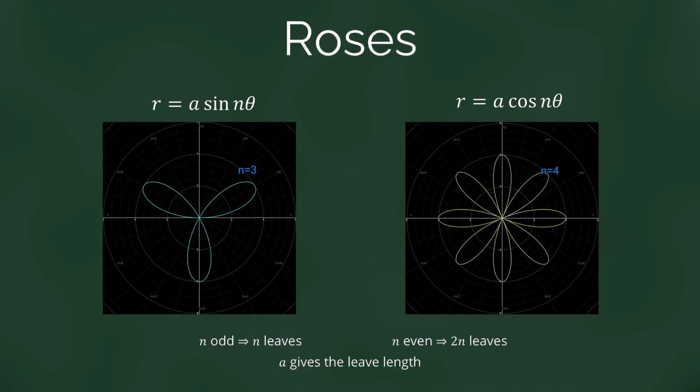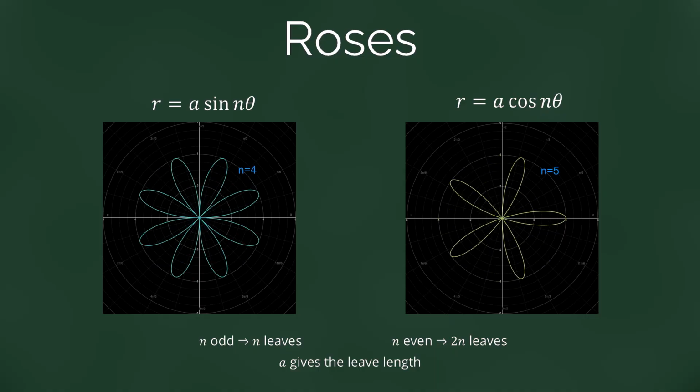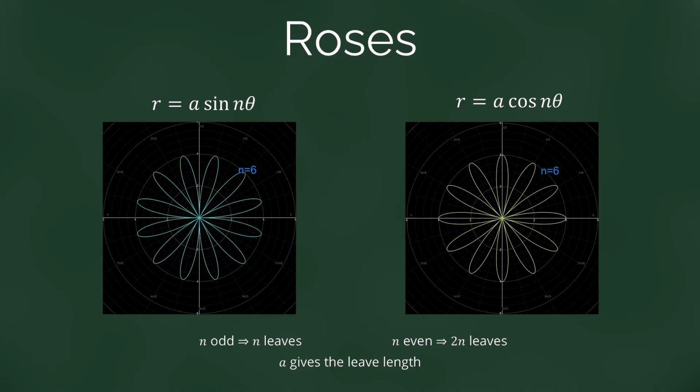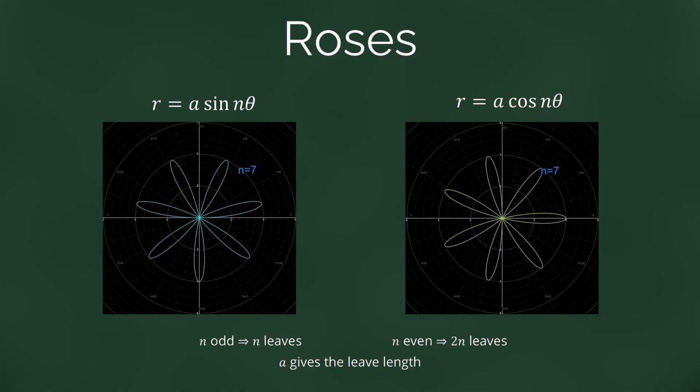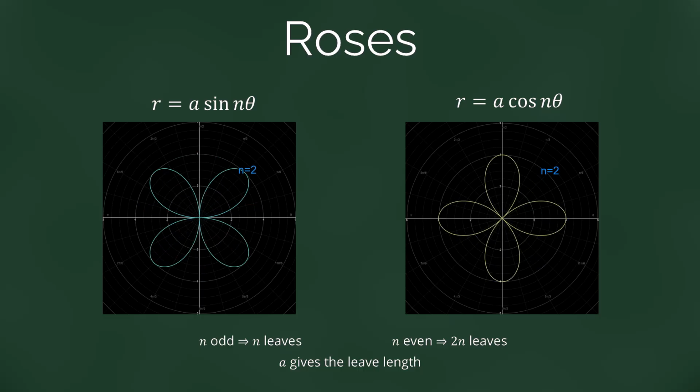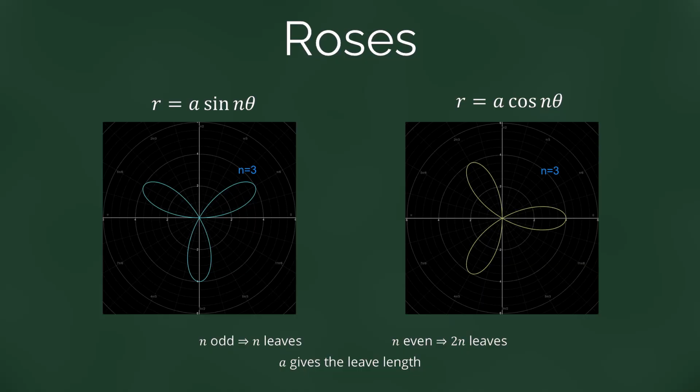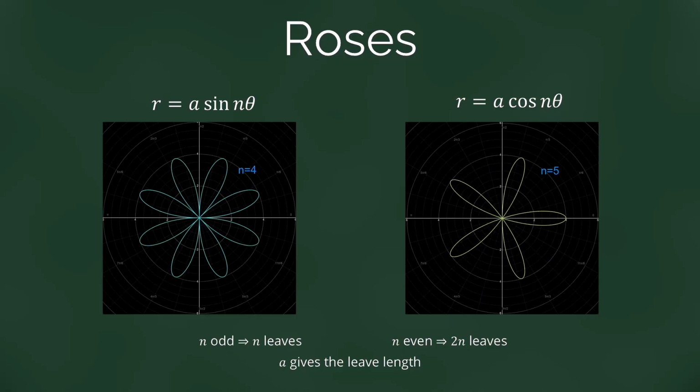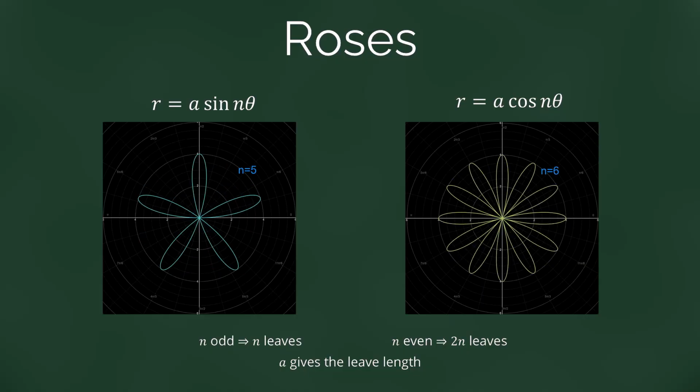So if n is an odd number, then the rose has exactly n leaves. But when n is even, the number of leaves jumps to 2n. The cosine and sine impact whether or not one of the leaves lies with its center along the x-axis, as in the case of the cosine, or along the y-axis, as in the case of the sine.